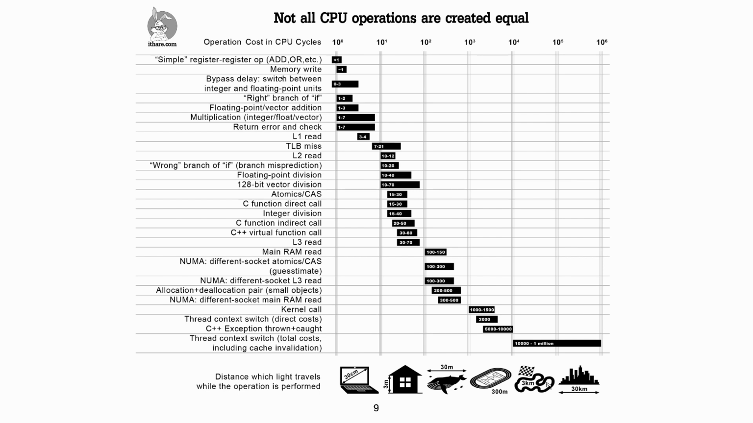Then it says that memory writes take a single cycle. How is that possible? We just said that memory access can be really slow. Well, the reason is that you can instruct the CPU to write to memory, and then you can do other things. So you give the order, and then you do other things while the order is being carried out.